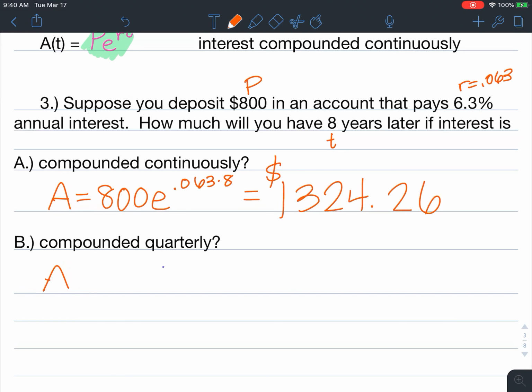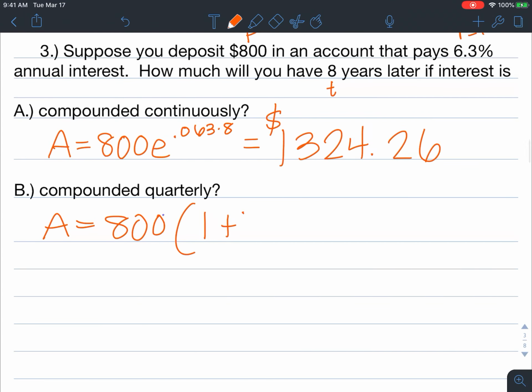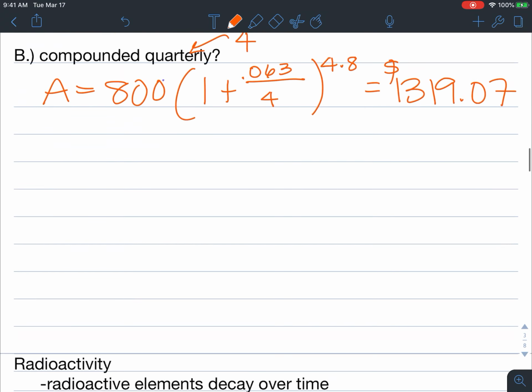If it's compounded quarterly, I have to use the longer formula, which is the 1 plus r over n to the nt formula. r is 0.063. n is, quarterly is 4 times per year. So that's my n. So you see, you earn more money if your interest is compounded continuously versus quarterly.